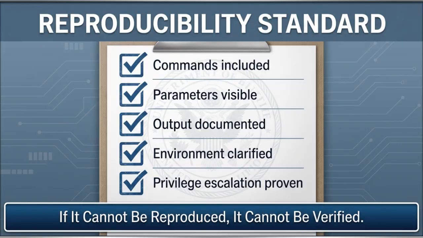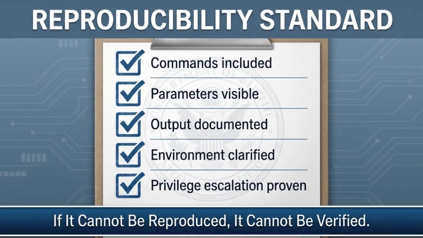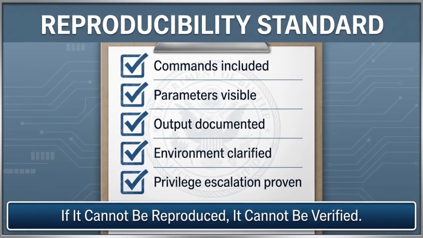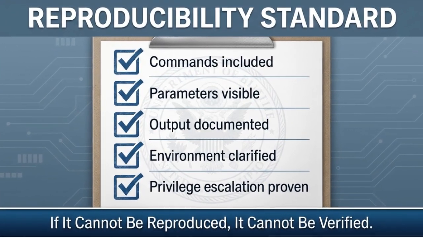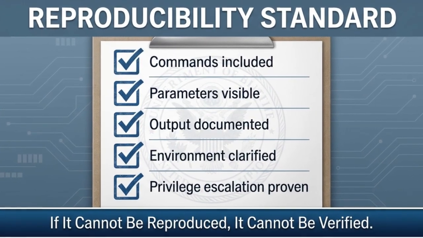The core principle of this unit is simple. Exploitation proves access, reporting proves understanding, and understanding is what builds credibility. Next, we go deeper into refining documentation quality and avoiding professional reporting errors.